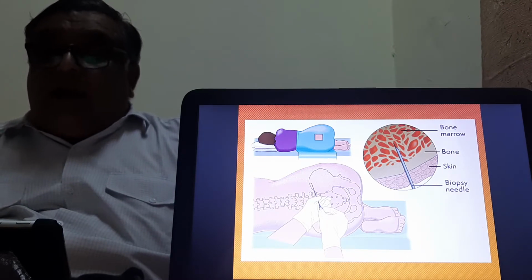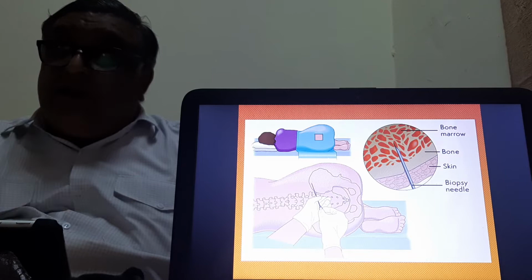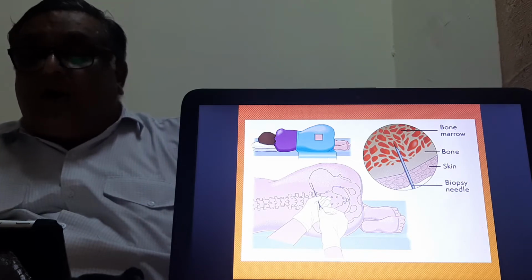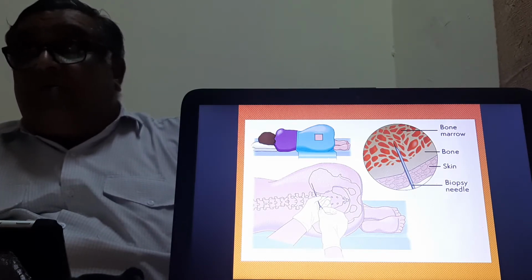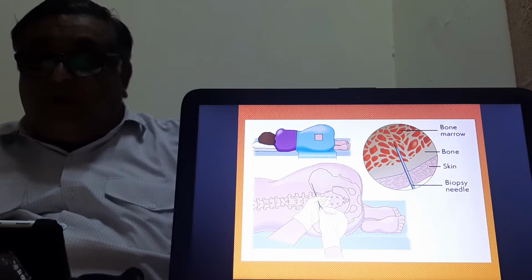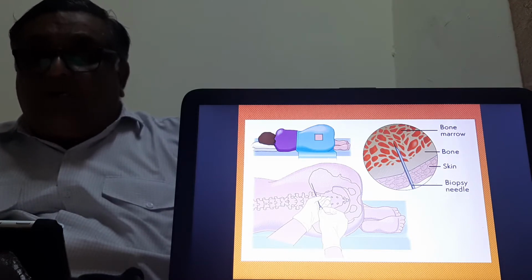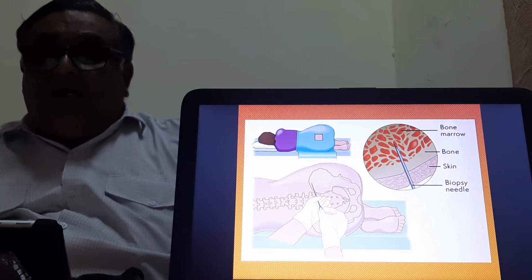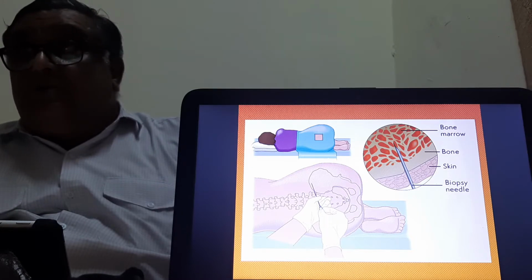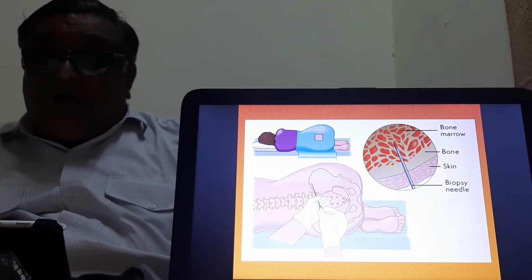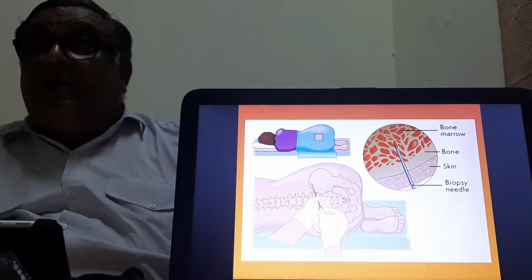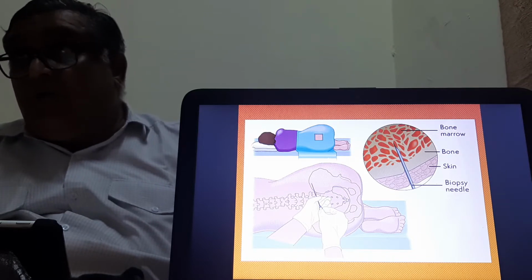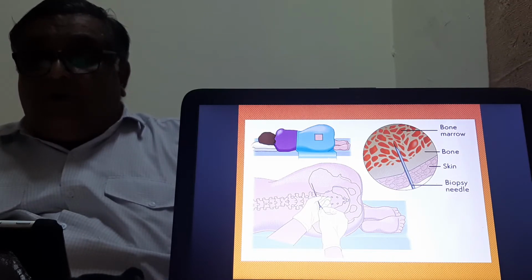Then for diagnosing infections, especially tuberculosis of the bone marrow, Kala Azar, or maybe sometimes in pyrexia of unknown origin, or for diagnosing conditions like myelofibrosis, or red cell maturation defects, or infiltrative diseases of the bone marrow, which may also give a lot of information.